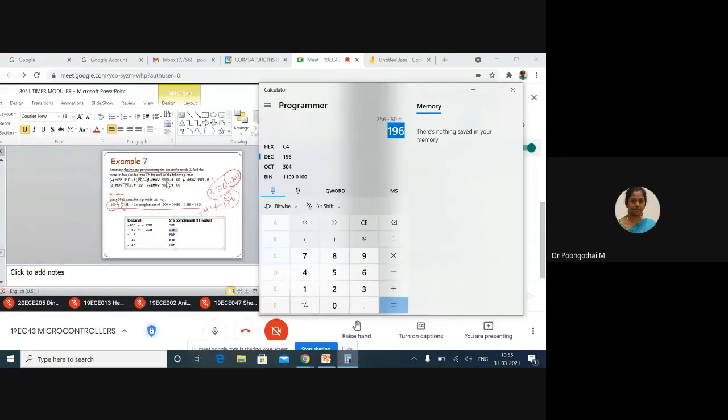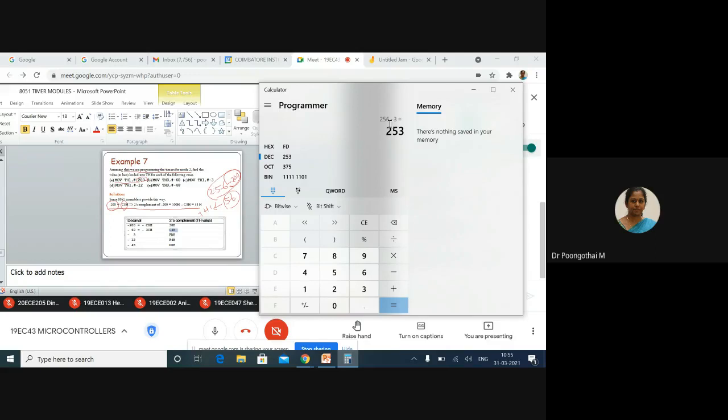Students are able to follow. And next, move TH1 comma hash minus 3. Okay. So you subtract this value from 256, you will be getting 253. So the hexadecimal equivalent is FD. Okay. Instead of loading FD, you can directly subtract the value. Using this instruction, we can represent negative numbers.